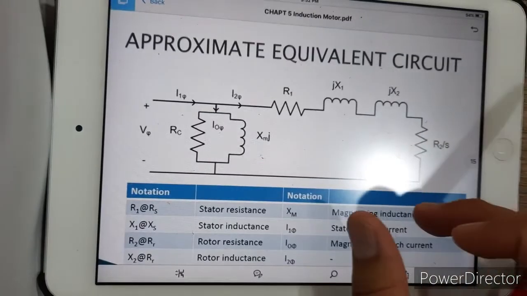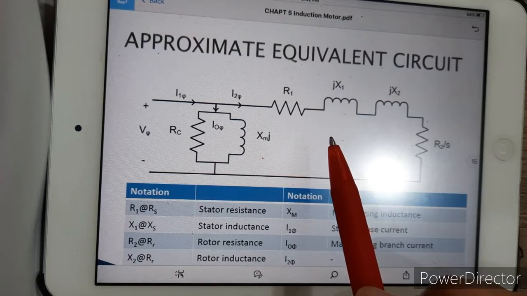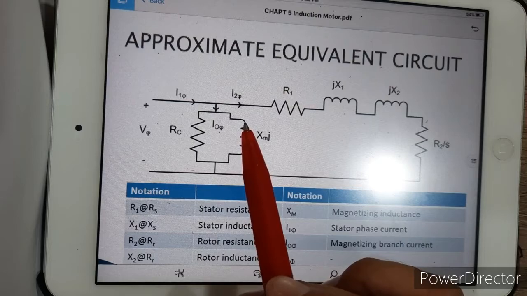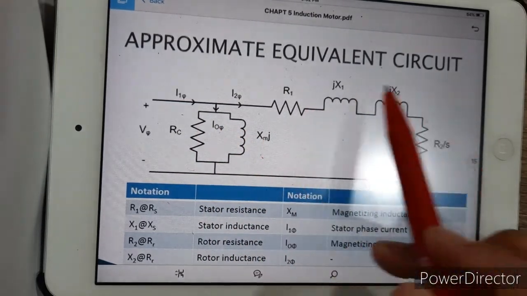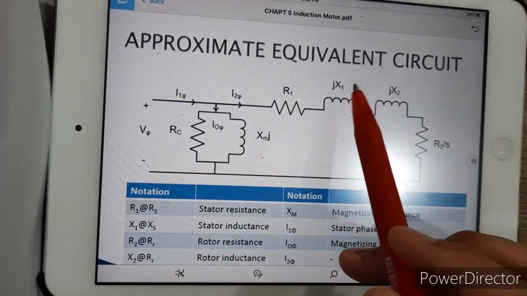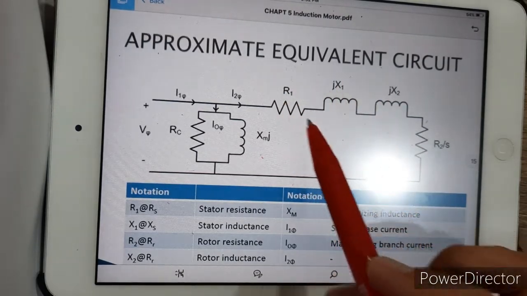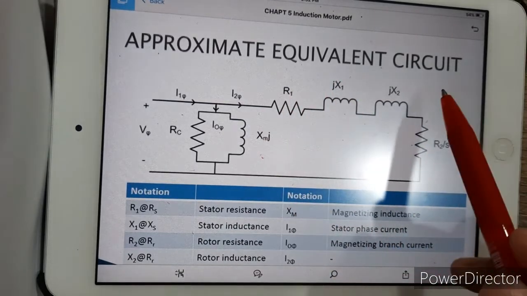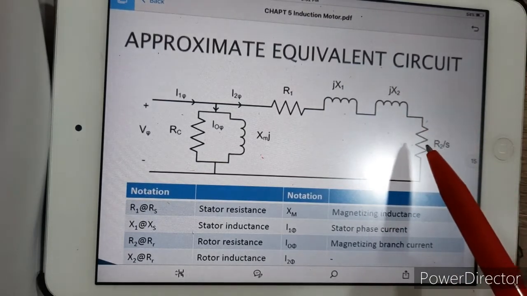Okay, so this is the circuit that we are going to use. If you can still remember the transformer, the circuit actually looks like a transformer. It has this branch and then this branch. But this is the stator, because in a motor there is a stator and a rotor part. So R1 and jX1 represent the stator impedance, and then jX2 and R2 over S represent the rotor impedance.